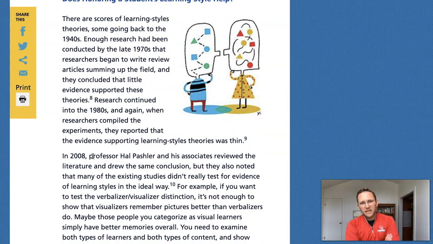There are scores of learning styles theories, some going back to the 1940s. Enough research had been conducted by the late 70s that researchers began to write review articles summing up the field. And they concluded in the 70s that little evidence supported these theories. Research continued into the 1980s, and again, when researchers compiled the experiments, they reported that the evidence supporting learning styles theories was thin. And if you're listening to this, there's citations all throughout this article. So again, find this article online and you'll be able to look up the studies and articles that Willingham is citing.